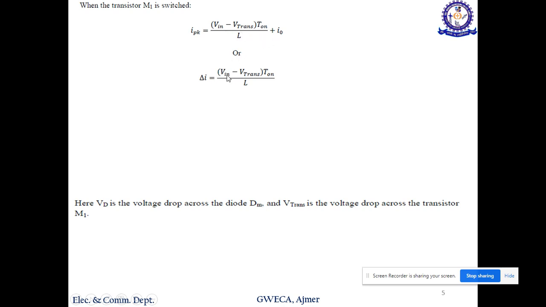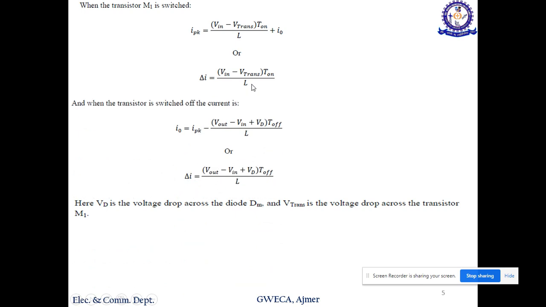So V in minus V transistor into T on upon L plus I naught. It can be written as the change in current, IPK minus I naught, that is the differential current: V in minus V transistor drop into T on upon L. And when your transistor is off during the next half cycle, your I naught is given by IPK minus the output voltage. We get V out minus V in plus VD, the voltage drop across the diode, multiplied by T off during the off period, upon L.